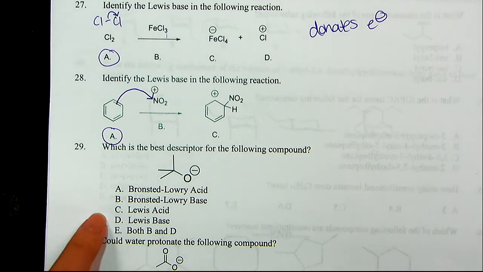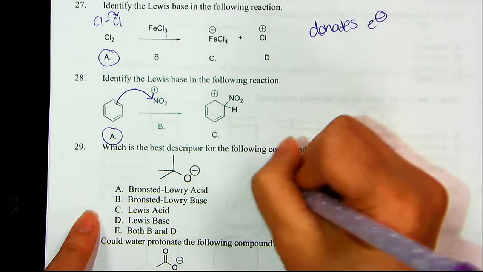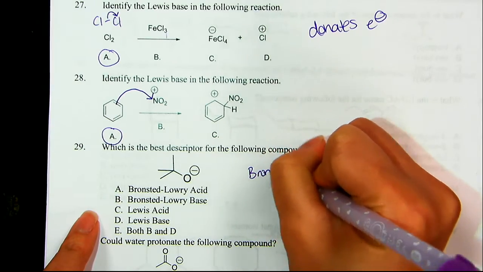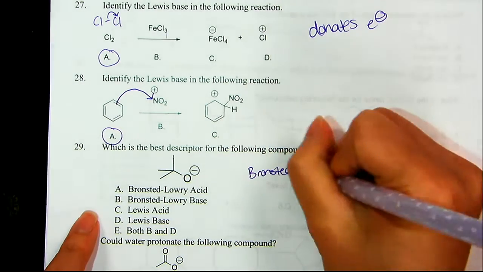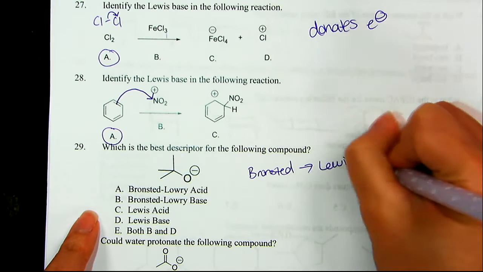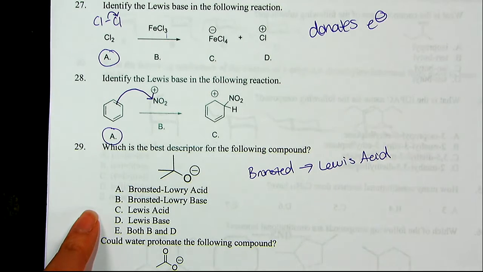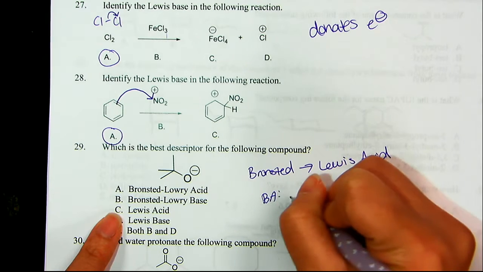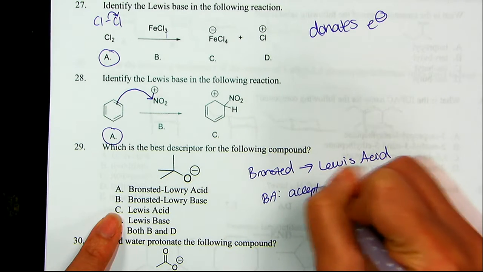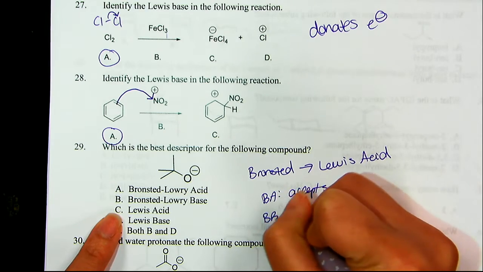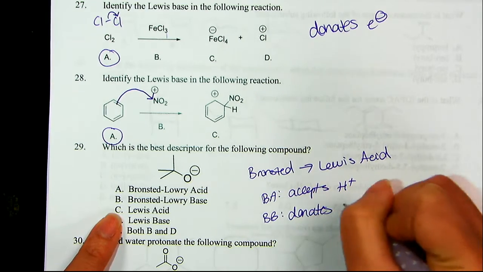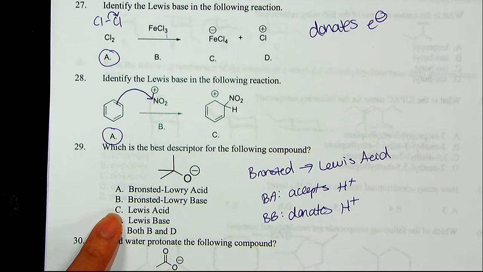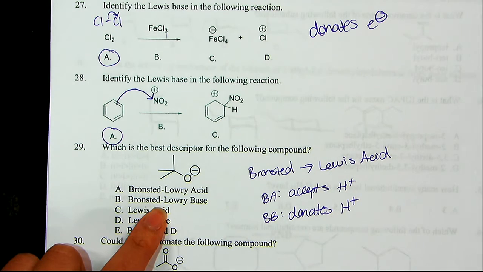And here we've got the best descriptor for the following compound. So, I wrote that a Bronsted acid or base could be a Lewis acid or base. So if it's a Bronsted, then it'll be a Lewis for sure. So let's first identify if it's a Bronsted acid or a base. So if it's a Bronsted acid, we said that a Bronsted acid donates protons. A Bronsted base will accept protons.